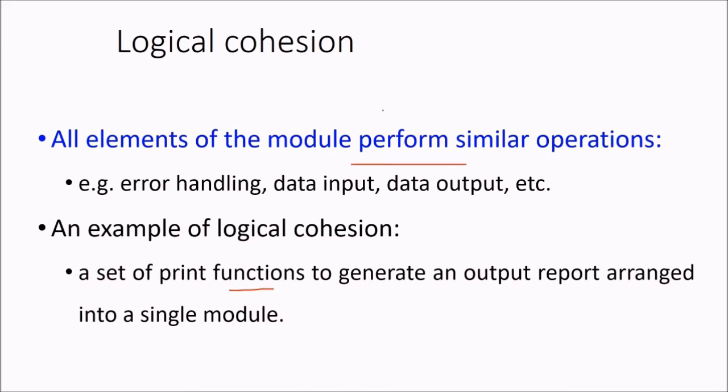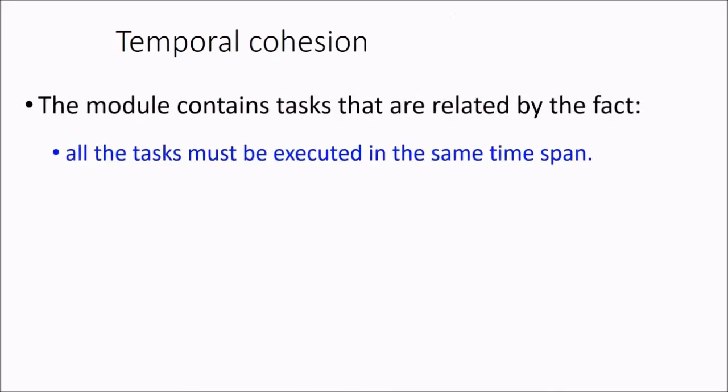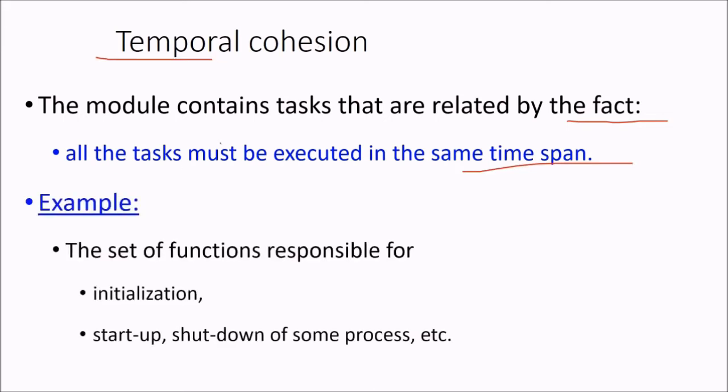Temporal cohesion means the module contains tasks that are related by some fact, and all the tasks must be executed in the same time span. That is what we call temporal cohesion. And what may be an example? A set of functions responsible for, say, initialization, startup and shutdown of some processes.